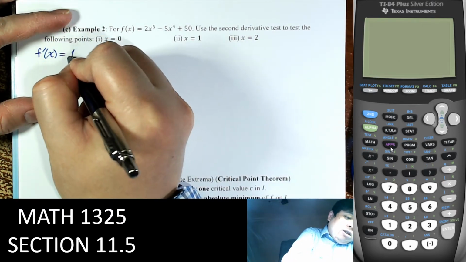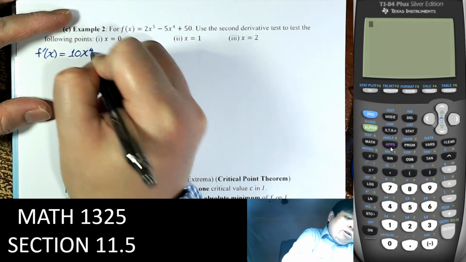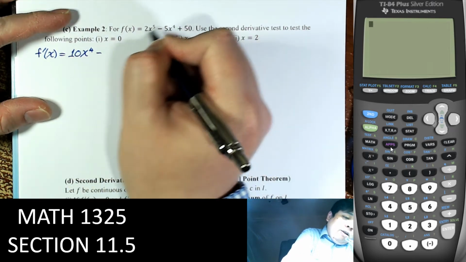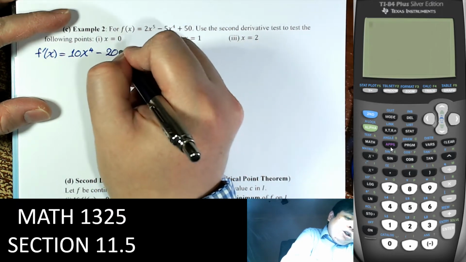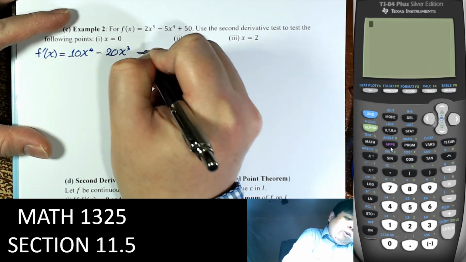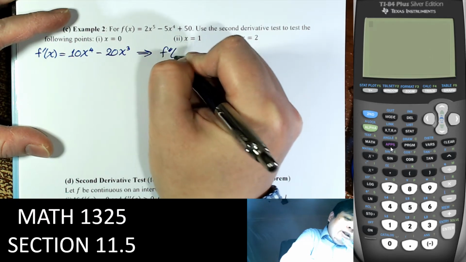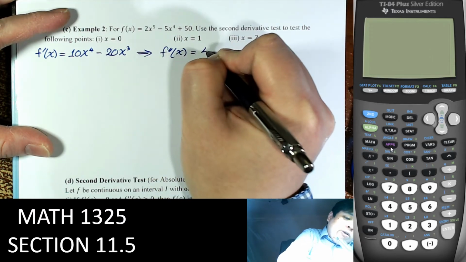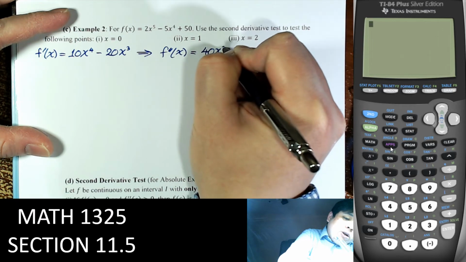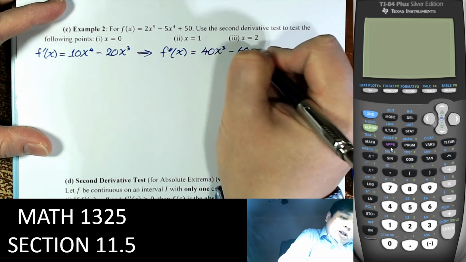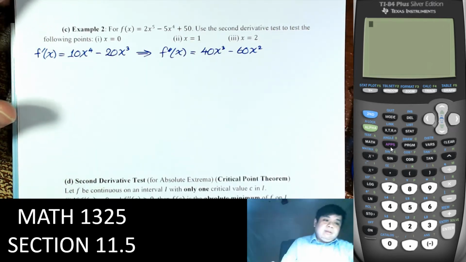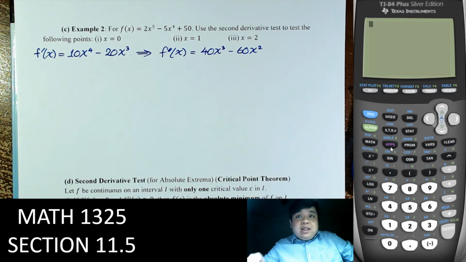So we find the first derivative. That will be 10x to the 4th minus 20x cubed, and then we find the second derivative, 40x cubed minus 60x squared. Right, now let's test the points.